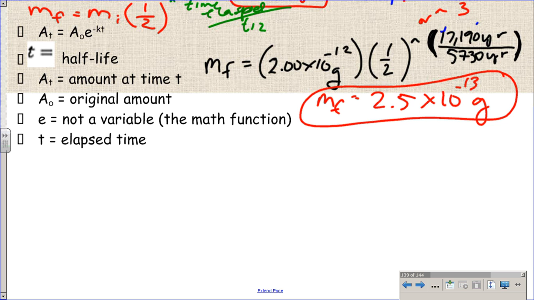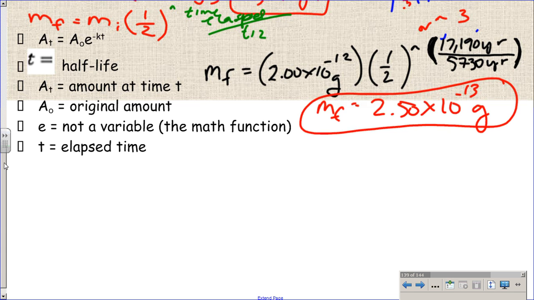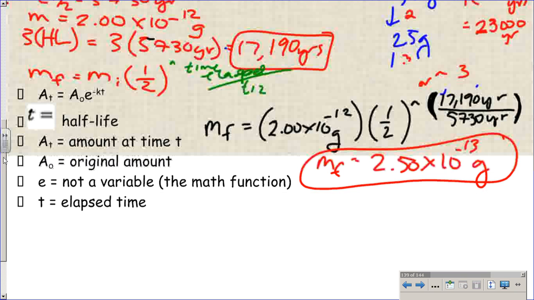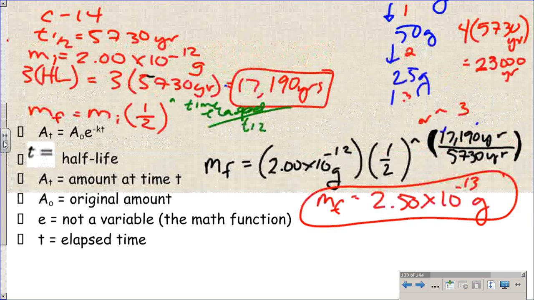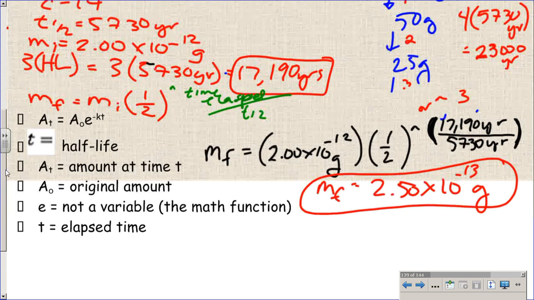Is the 2.0 times 10 to the negative 12, is that a required number that you have to put into this situation? Yes, that is mass initial right here. That's what we were given in the problem. So if that is given to you, you must utilize that.